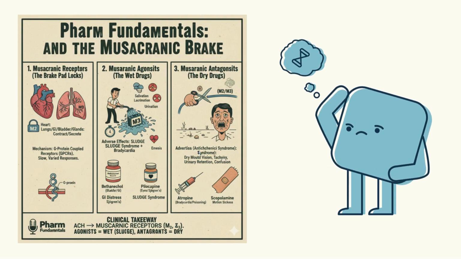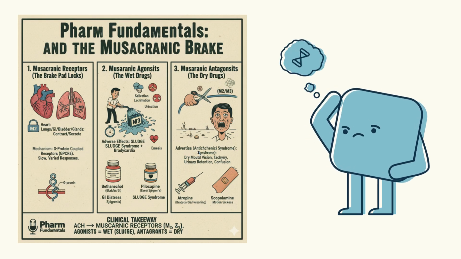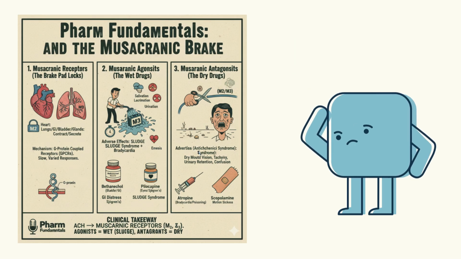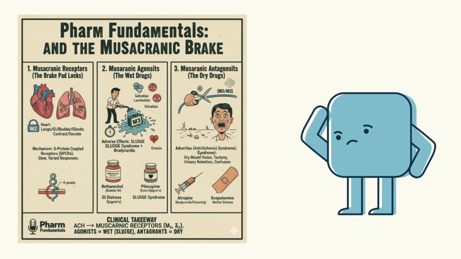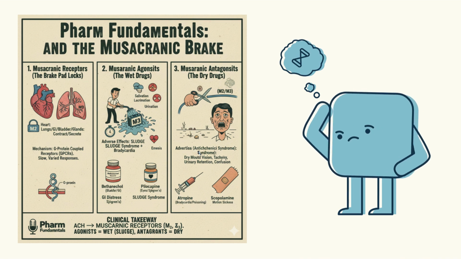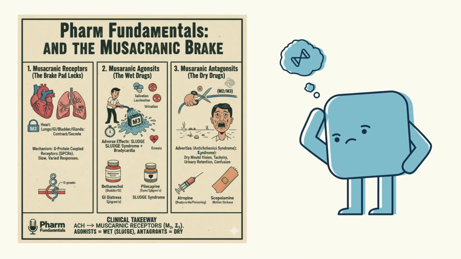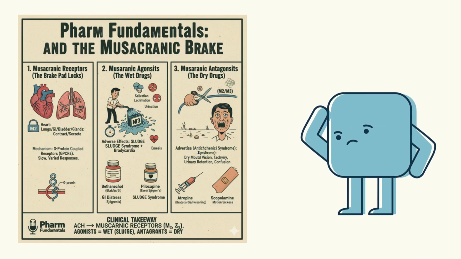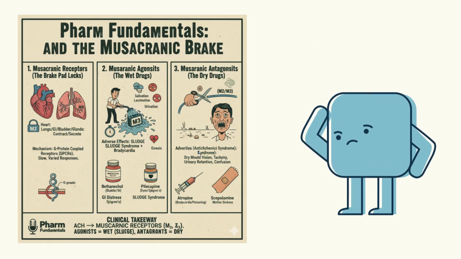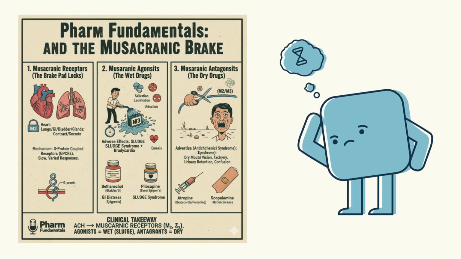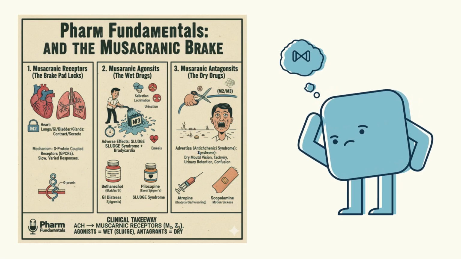Muscarinic agonists. So these are the wet drugs. Muscarinic agonists are the drugs that mimic ACh directly and directly press the parasympathetic brake pedal. They cause an overactivation of rest and digest functions. So bethanechol. So this drug is resistant to breakdown, making it effective orally. It is highly selective for M3 receptors in the bladder and GI tract. It's used to increase bladder contraction after surgery or treat non-obstructive urinary retention.